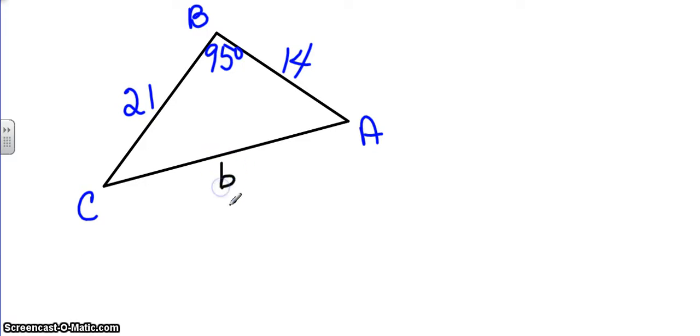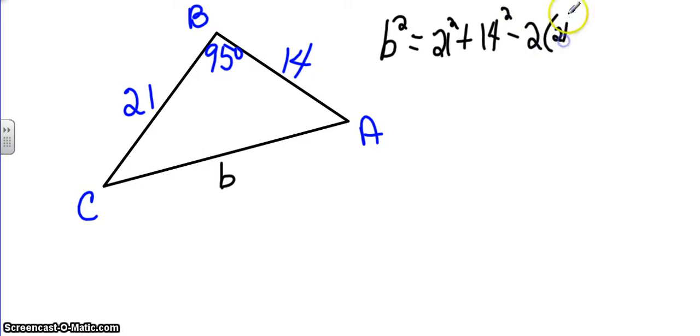So I'm going to try to find side B, and I'm going to use the law of cosines. So B squared is equal to A squared plus C squared minus 2AC cosine B. Now you can have your triangle either in radians or in degrees, it doesn't matter, but just make sure that whichever you're at, here I'm in degrees, I want to make sure that my calculator is in degree mode when I solve this. And B, I could have written, is 95.